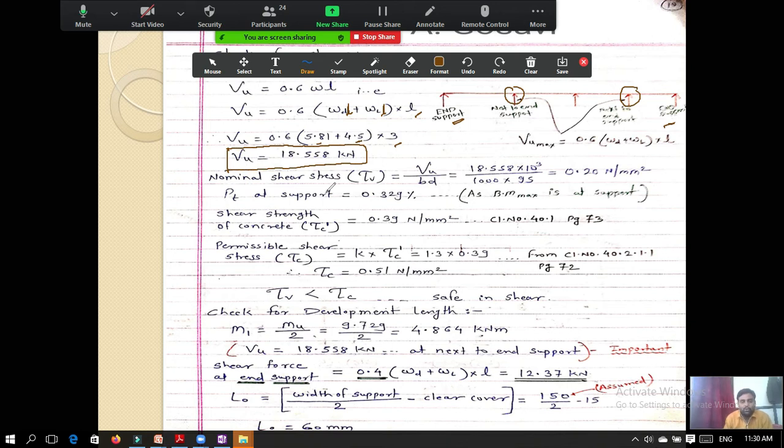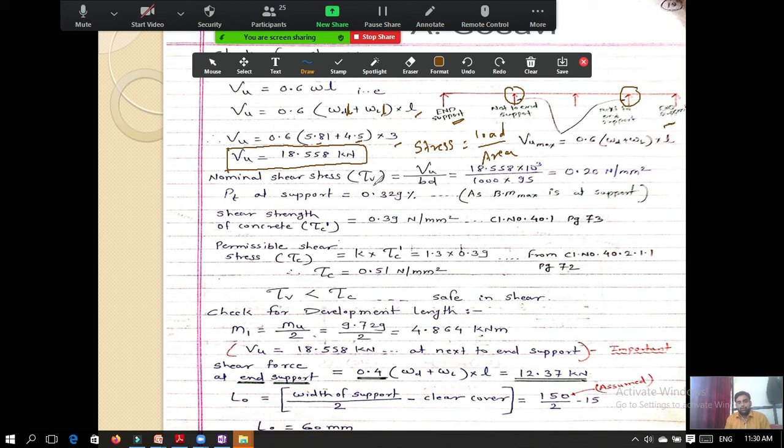Now from the maximum shear force, you know that we need to calculate the nominal shear stress, tau v, the shear stress which is actually present in the slab. That shear stress is called the nominal shear stress, tau v. Again, a basic formula is used here. We know that stress is equal to load divided by area.